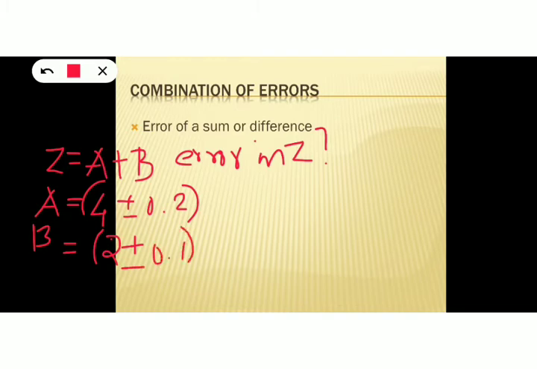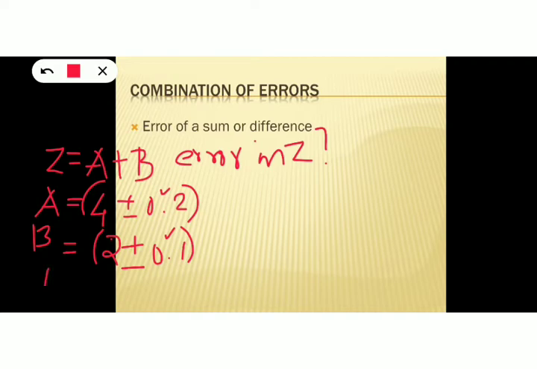Here 4 and 2 represent the true value part of the quantities A and B. 0.2 and 0.1 represent the error part. So 4 is the true value of A, and 0.2 is the absolute error in A. For B, 2 is the true value part and 0.1 is the absolute error part. We had already discussed this in our previous session. An actual physical quantity will always be written in this format. It must contain a true value part and also the absolute error in measurement of that quantity.